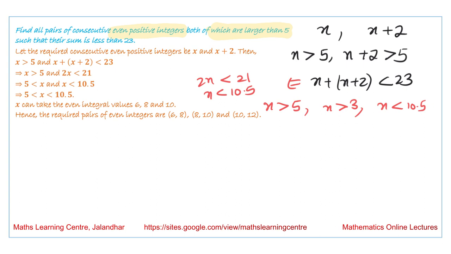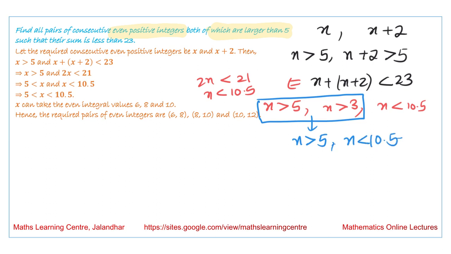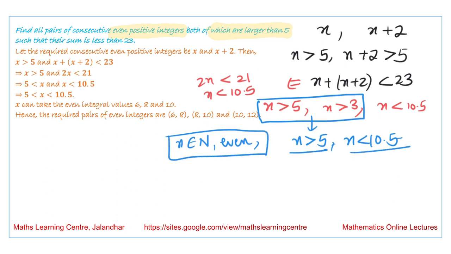If we look at the first two inequalities, we are saying x is greater than 5 and x is greater than 3. So the common condition is x is greater than 5, and x is less than 10.5. Now what is x? We are saying x is a natural number and it should be an even natural number. So what are the even natural numbers greater than 5 and less than 10.5? The values of x we have are 6, 8 and 10. These are the three even natural numbers that lie between 5 and 10.5.